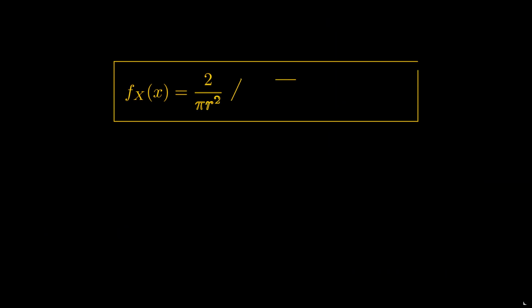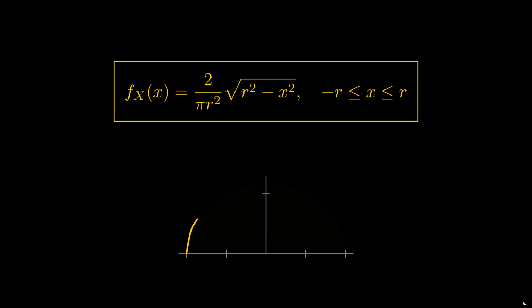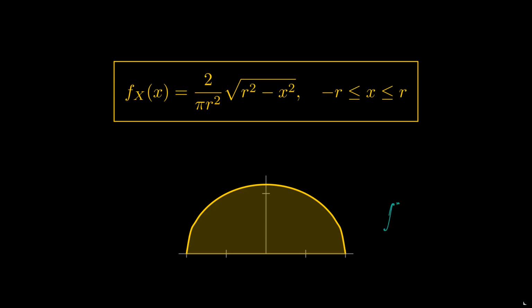So the marginal is a semicircular density. Tallest at x equals 0, tapering smoothly to 0 at the edges, x equals plus or minus r. Check that it integrates to 1. The integral of the square root of r squared minus x squared, from minus r to r, is the area of a semicircle of radius r, pi r squared over 2. Multiply by the 2 over pi r squared out front, and the r squared cancels exactly, leaving 1.